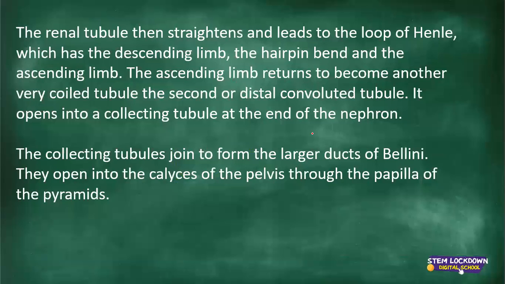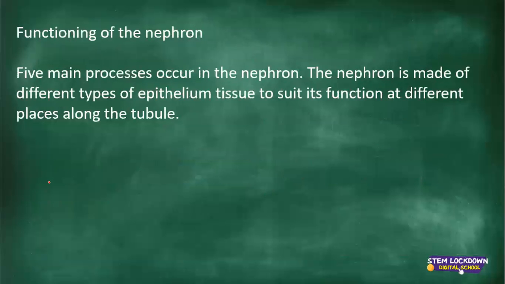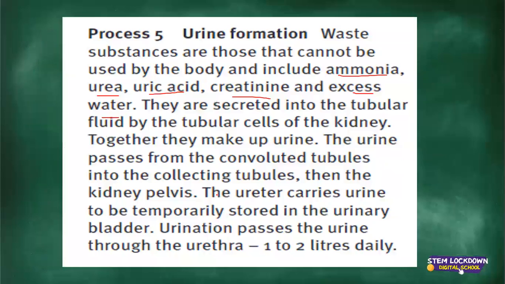Then from the collecting tubules, to the kidney pelvis, and then to the ureter, where it will be excreted. The ureter, which is the one that collects the urine from the kidney to the bladder, will carry this urine to be temporarily stored in the urinary bladder. Urination passes the urine through the urethra, 1 to 2 liters daily. So from the bladder to the urethra, whereby it is now exiting the body, it's being excreted.